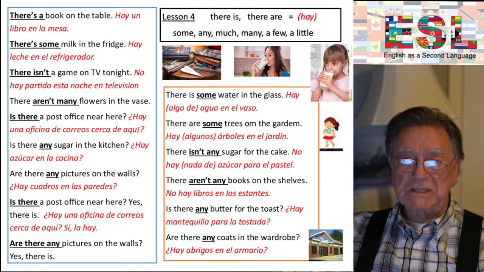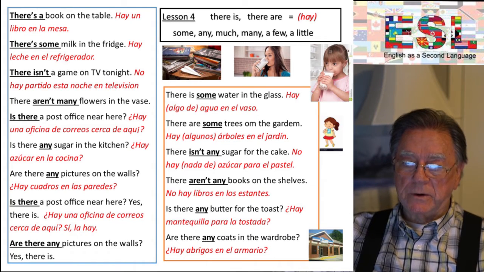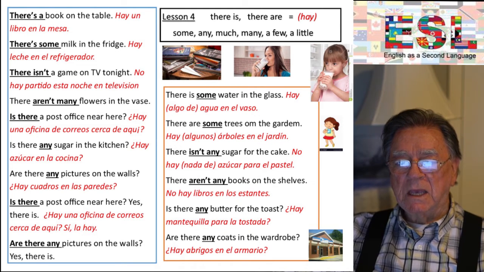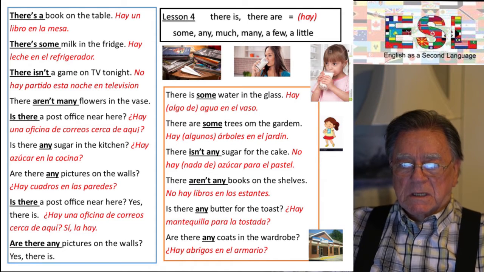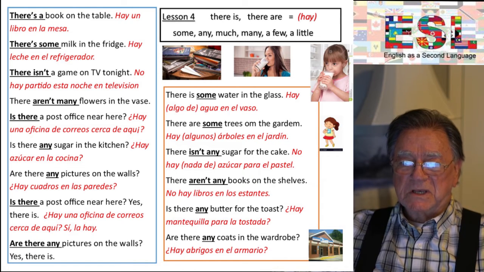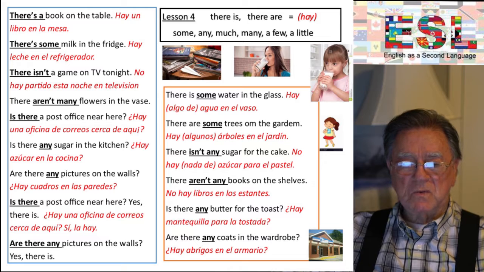This is the start of our lesson today. The lesson is lesson number 4: there is, there are, some, any, much, many, a few, a little. These are little extra parts of the verb that come a little bit slower to the non-native speaker, so we're going to work a little while on these tonight.